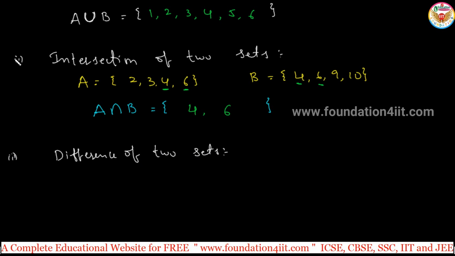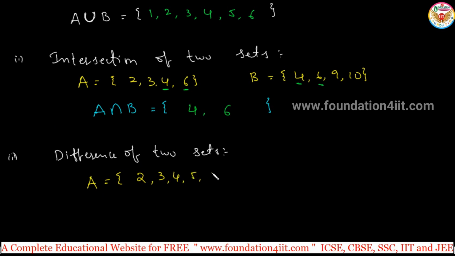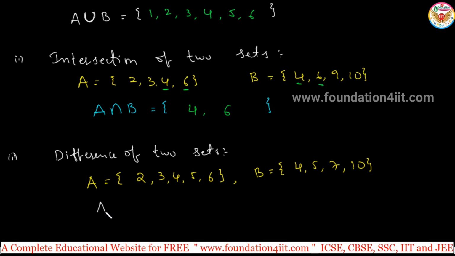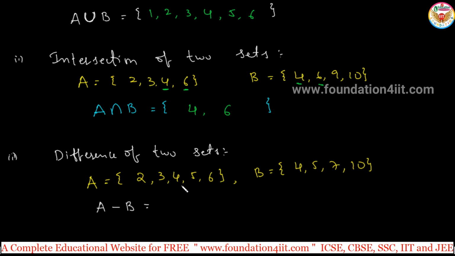Let us take the third one, difference of two sets. Now set A has elements 2, 3, 4, 5, 6, and set B has elements 4, 5, 7, 10. When you see A minus B, that is difference. It is not like normal subtraction. A minus B means the elements from A which belong to B should be removed.